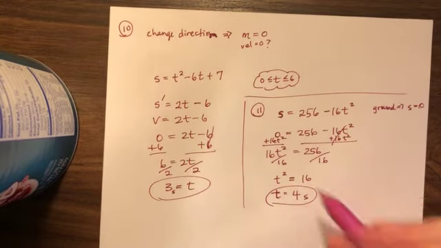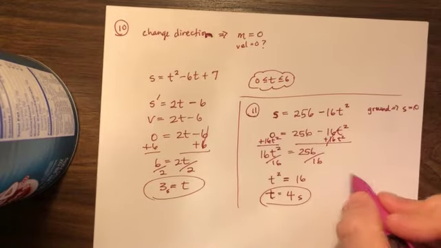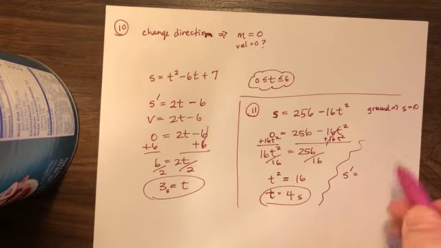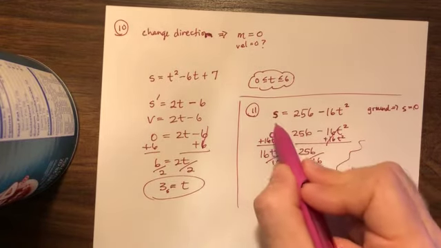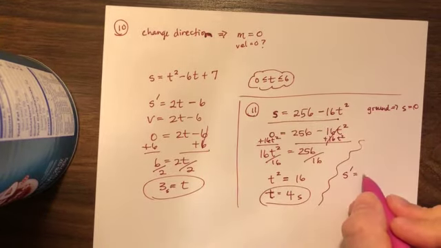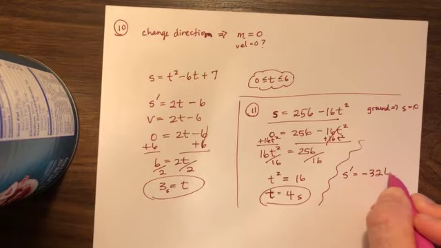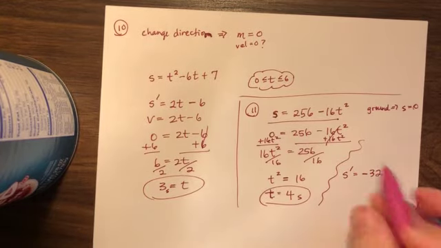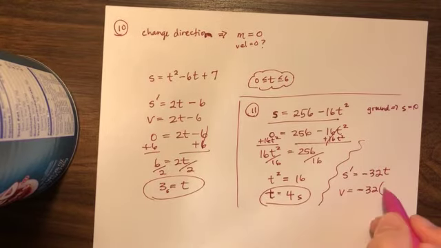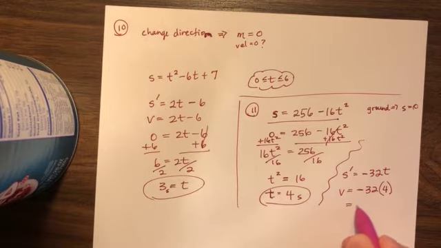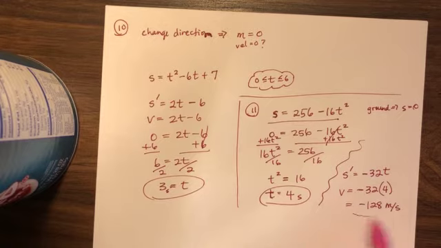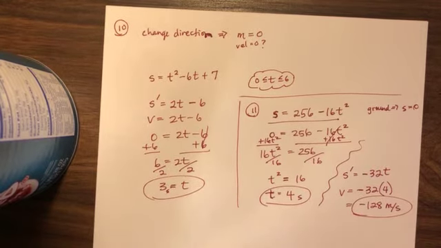But there's a second question. What is the ball's velocity at this time? So velocity, remember, is the derivative. This is part 2. The derivative of this guy, 256, goes to 0. Then you bring down the 2, multiply it, and you get negative 32 t to the 1. Okay, let's find the velocity. It's negative 32 times the time, 4 seconds, when it hits the ground. That is negative 128 meters per second. That's how fast it's going when it hits the ground.